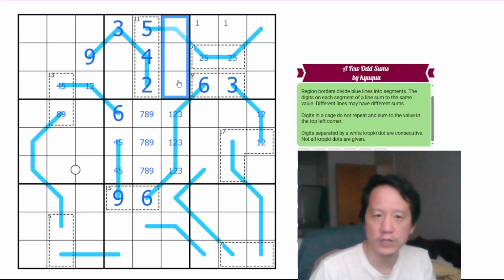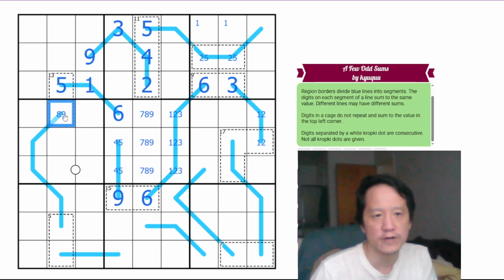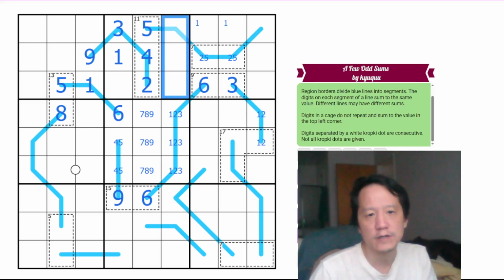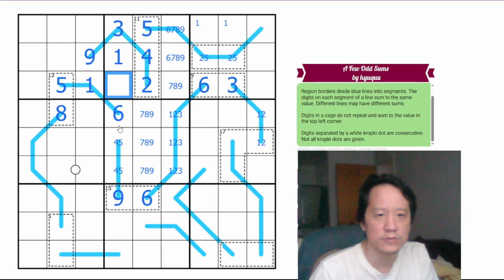1 cannot be here. So 1 has to be... This 2 eliminates 2 here. So this is 1, this is 5, which makes that an 8 to add up to 13. 1 cannot be here in this box. Where's the 1? It has to be here. We have 6, 7, 8, 9 remaining. So this can't be 6, 7, 8. This can't be 6 or 9. So this is 7 or 8.